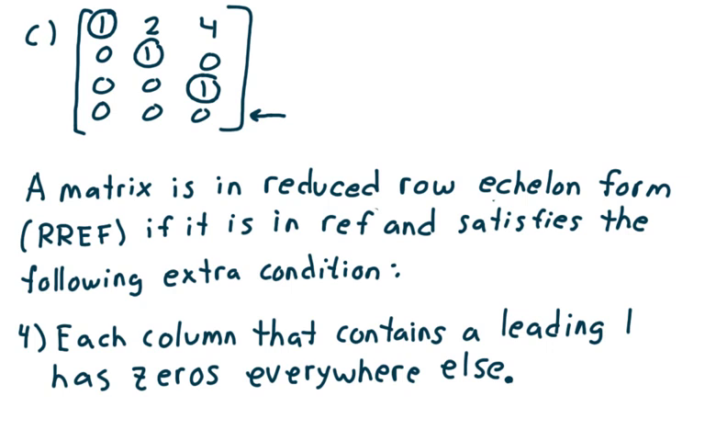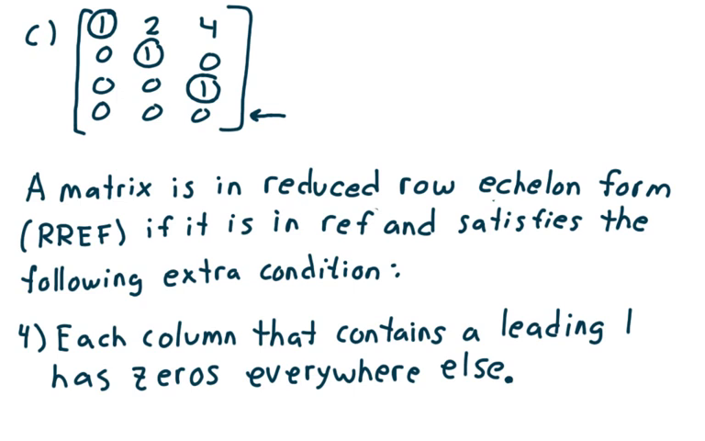Now, a matrix is in reduced row echelon form, abbreviated RREF, if it is in row echelon form and satisfies the following extra condition. Each column that contains a leading one has zeros everywhere else in that column. So again, a matrix is in reduced row echelon form if it is in row echelon form to begin with, and then the leading one can be the only non-zero entry of that column.